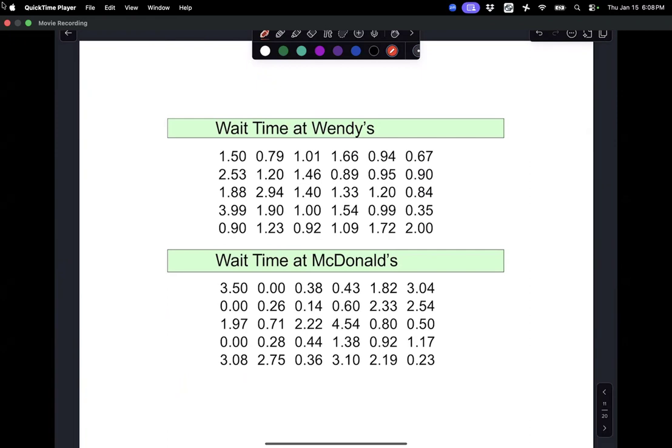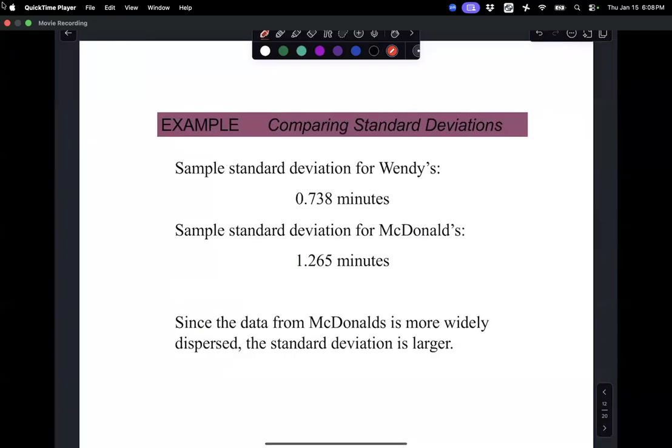And somebody collected all this data. I don't know how many it is. 1, 2, 3, 4, 5. 1, 2, 3, 4, 5, 6. So it looks like 30 of each. So they took 30 of each of these wait times and they calculated the standard deviation. The standard deviation of Wendy's is 0.738 minutes. The standard deviation of McDonald's is 1.265 minutes. So the standard deviation for McDonald's is bigger.